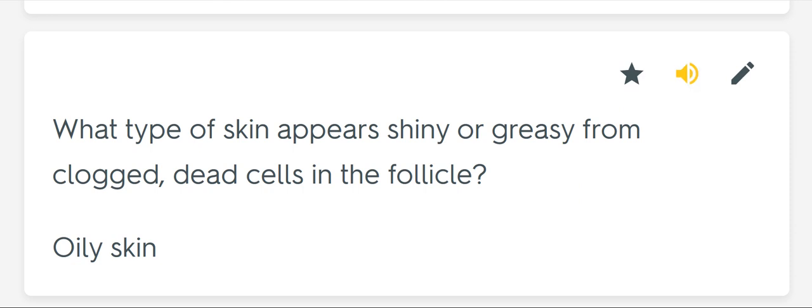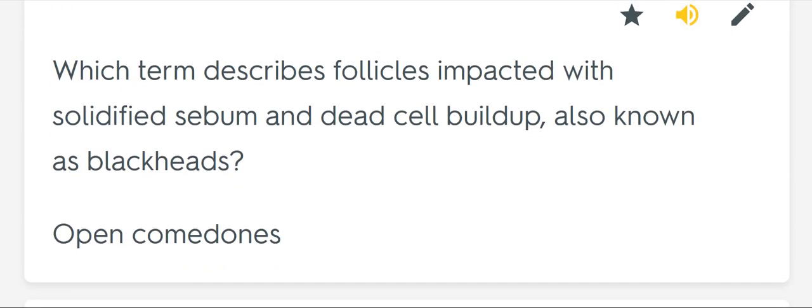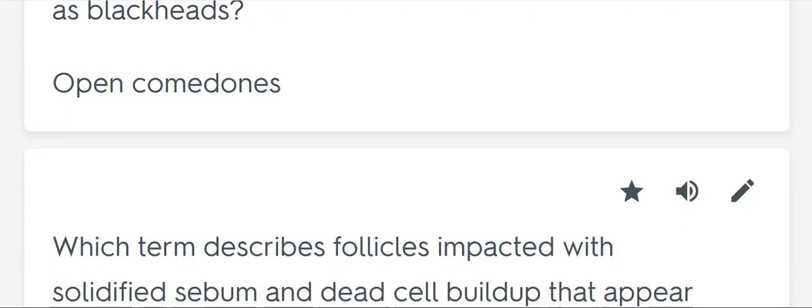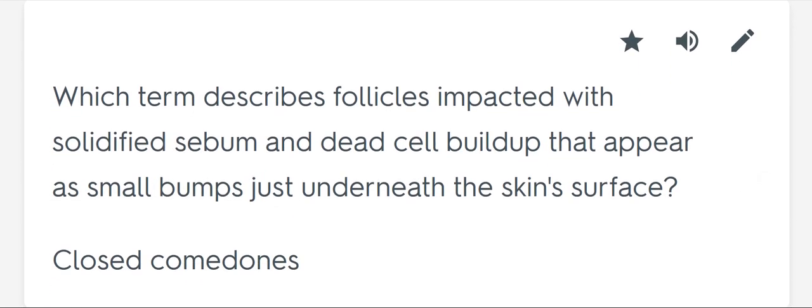What type of skin appears shiny or greasy from clogged dead cells in the follicle? Oily skin. Which term describes follicles impacted with solidified sebum and dead cell buildup, also known as blackheads? Open comedones. Which term describes follicles impacted with solidified sebum and dead cell buildup that appear as small bumps just underneath the skin's surface? Closed comedones.